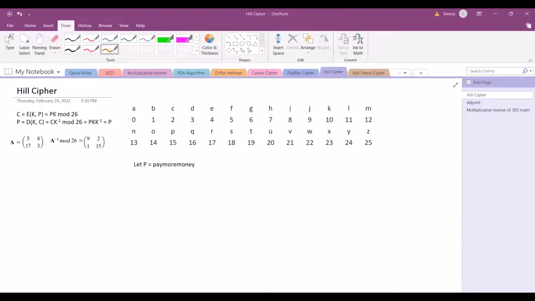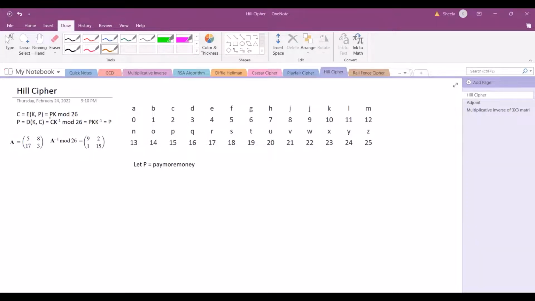So when we consider Hill Cipher, we multiply the plain text with the key matrix, and the key matrix is a square matrix. It can be of dimension 2 cross 2, 3 cross 3, 4 cross 4, and so on. The dimension can be increased. First, let us consider an example where the key matrix is a 2 cross 2 matrix.